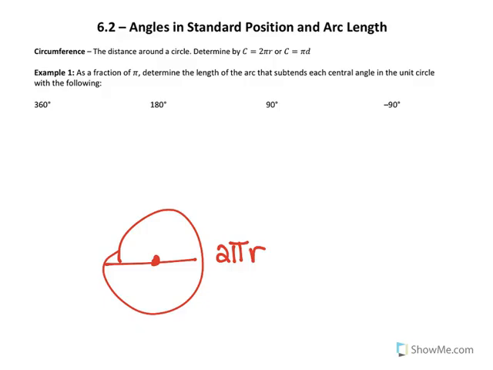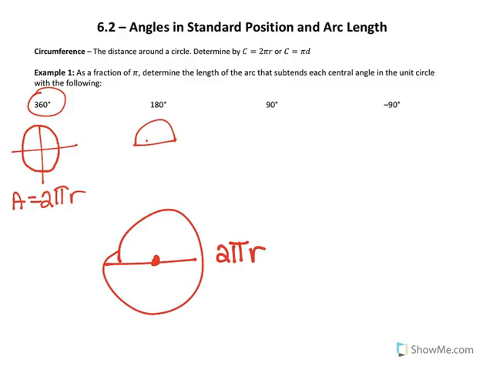If I have a 360-degree angle, that means I'm going all the way around. So my circumference would equal the arc length. That arc would be 2 times pi times r. If I was doing 180, it would only be half of that circle, so it's half of 2 times pi times r. If I was doing 90 degrees, it would be a quarter of 2 times pi times r.